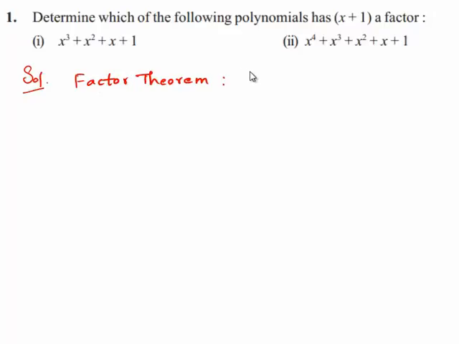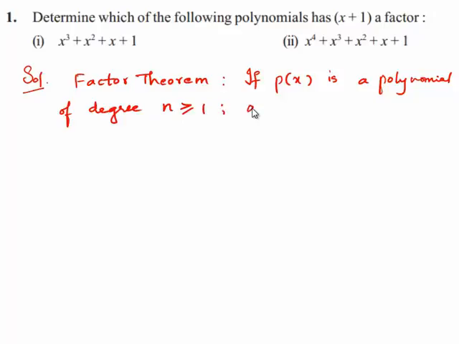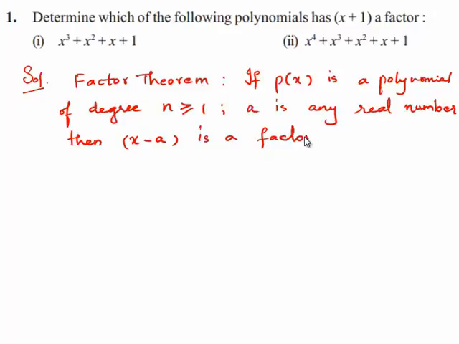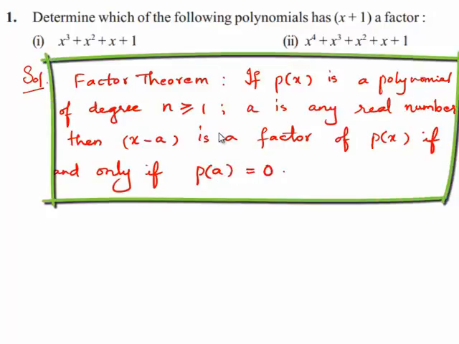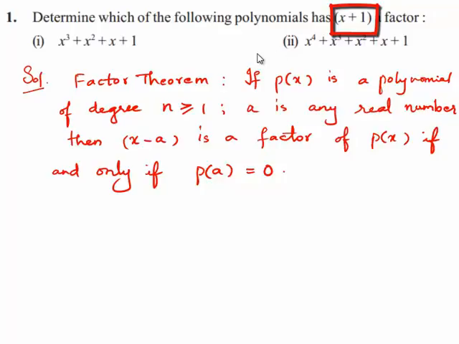So the factor theorem states that if p of x is a polynomial of degree n greater than or equal to 1 and a is any real number, then x minus a is a factor of the polynomial p of x if and only if p of a is equal to 0. So this is the factor theorem. By using this factor theorem, let us determine whether x plus 1 is a factor of the given polynomials or not.